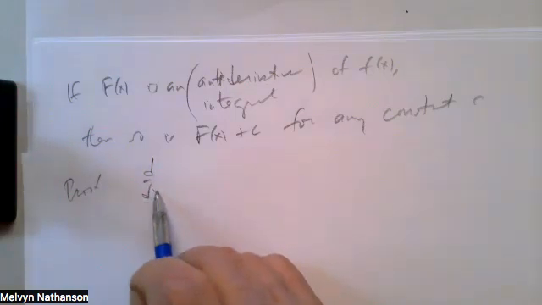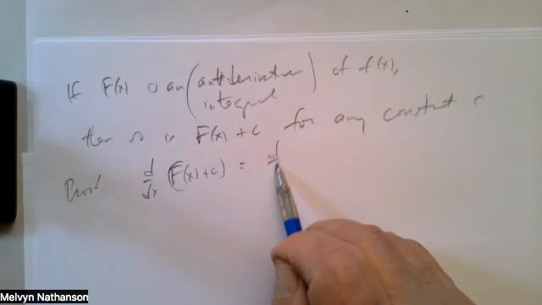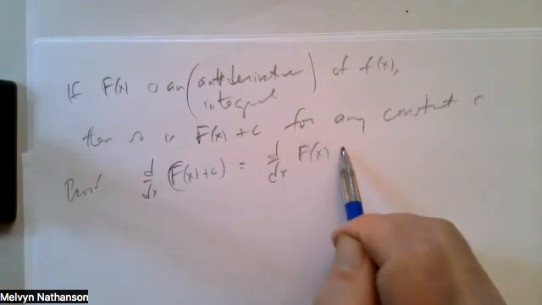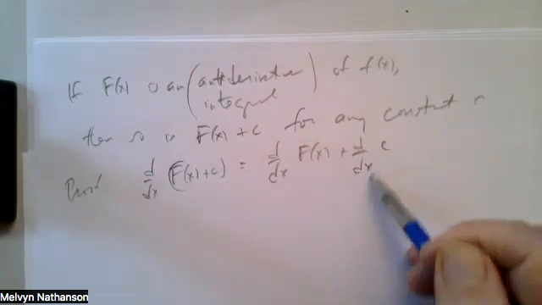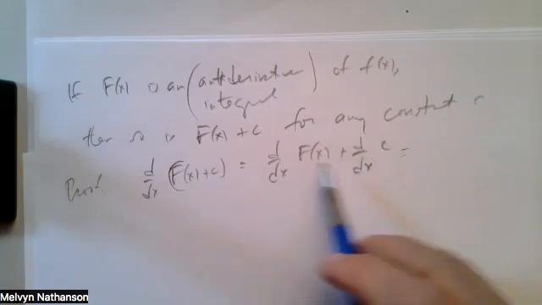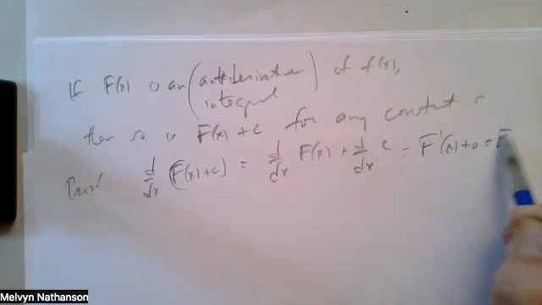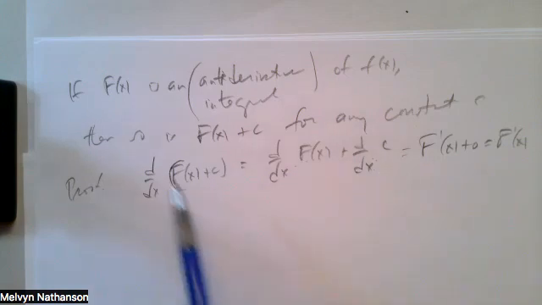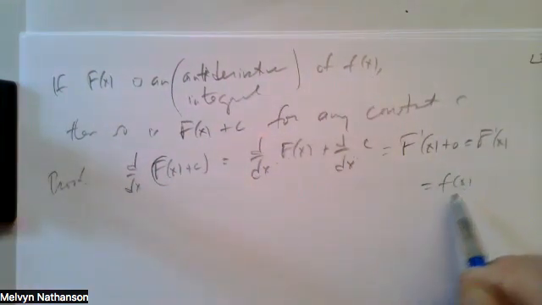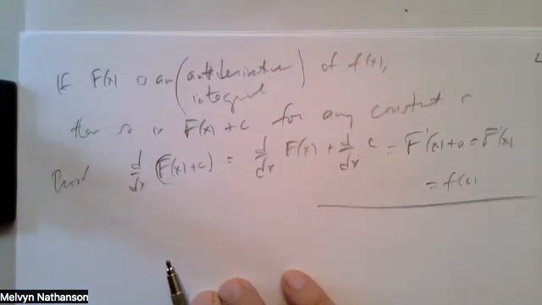The derivative with respect to x of F of x plus c is the derivative with respect to x of F of x plus the derivative with respect to x of a constant c. But the derivative of a constant is 0. So this is just F prime of x plus 0. And if F is an antiderivative of little f, this equals little f of x. Okay, so that's one simple property.